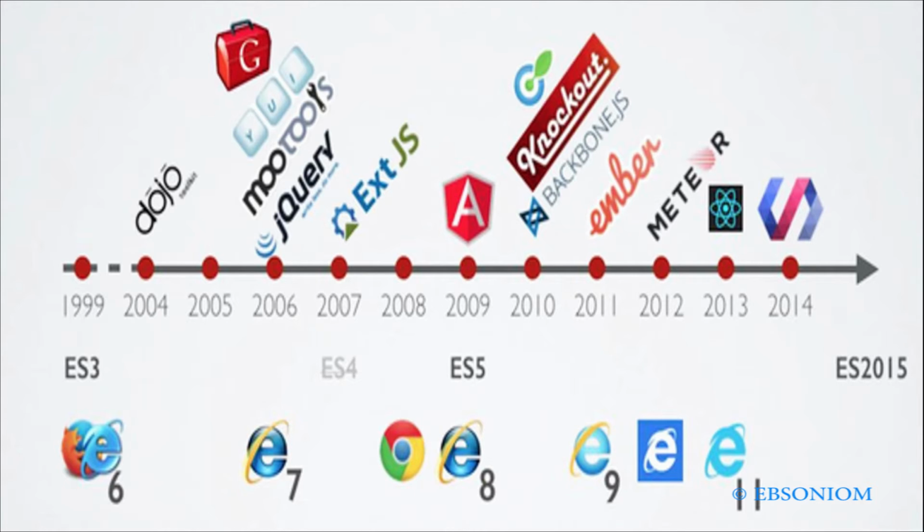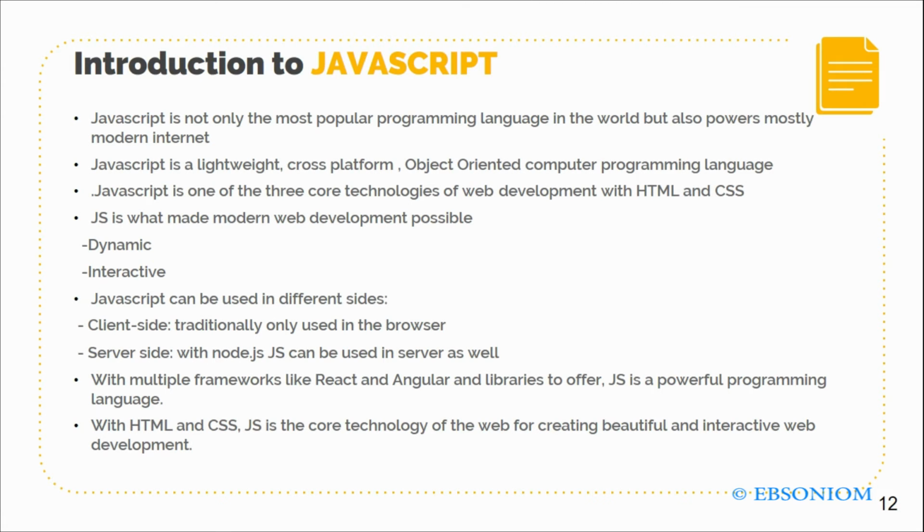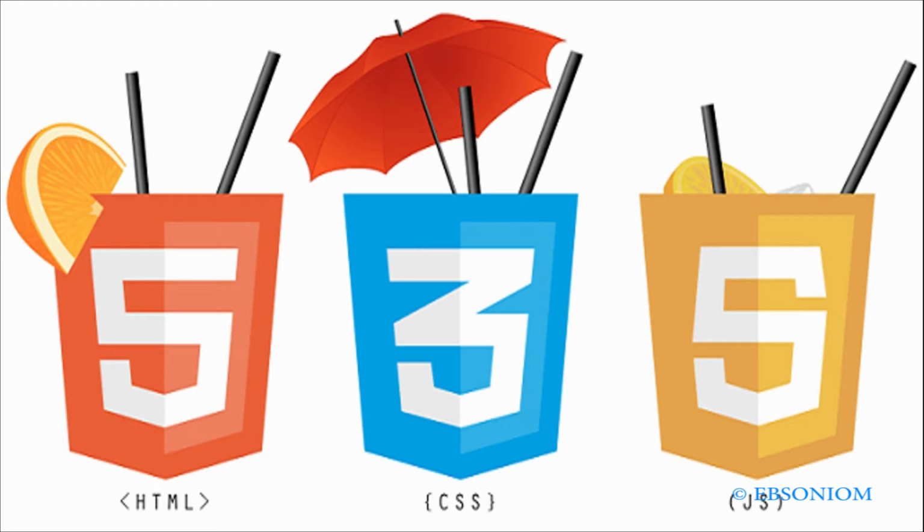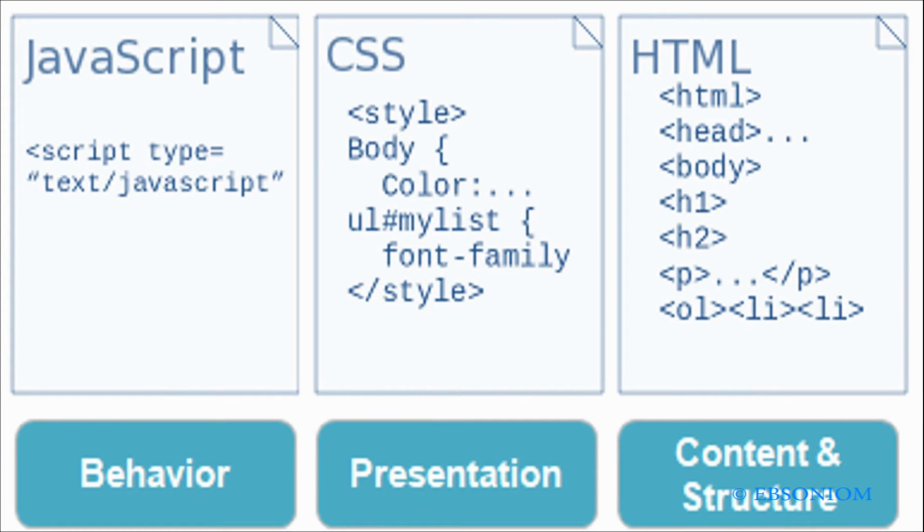With HTML and CSS, JavaScript is a core technology of the web for creating beautiful and interactive web development. HTML is responsible for the content of the web page like text boxes, buttons, images, etc. CSS is responsible for the presentation of the content. JavaScript is the real programming language.